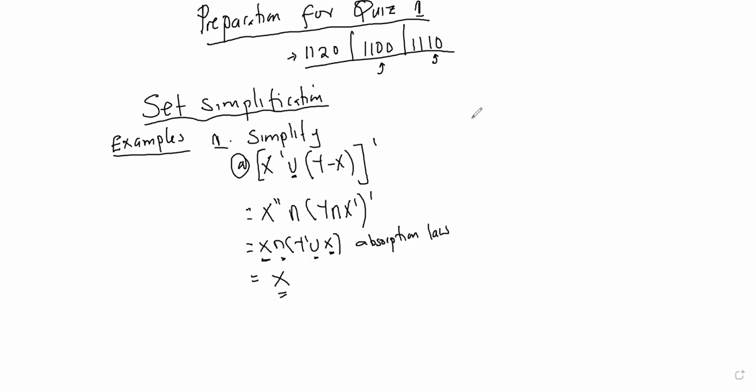Sir, what if the operation was the same? If it was the same, then it would be a different situation. So if we had, for example, x intersection y complement intersection x, we were going to get y complement intersection. No. Okay. So there is no absorption there.